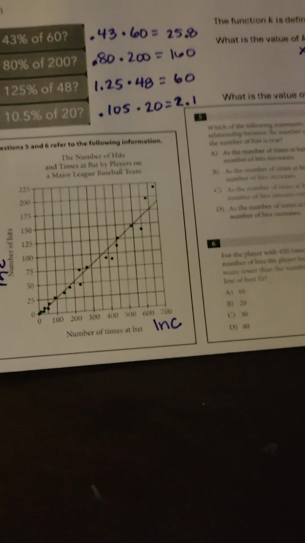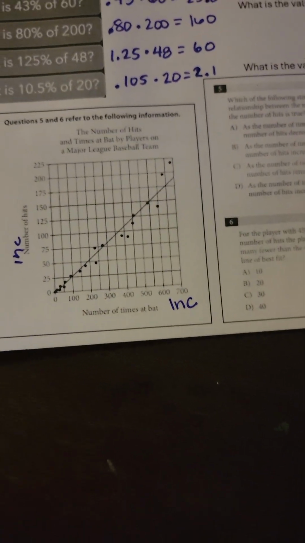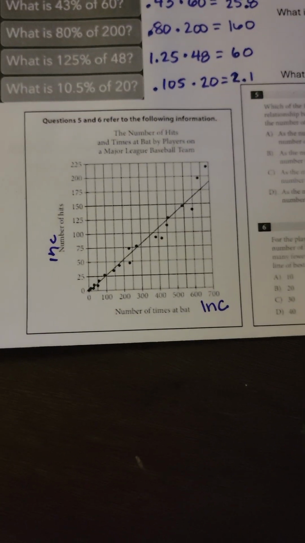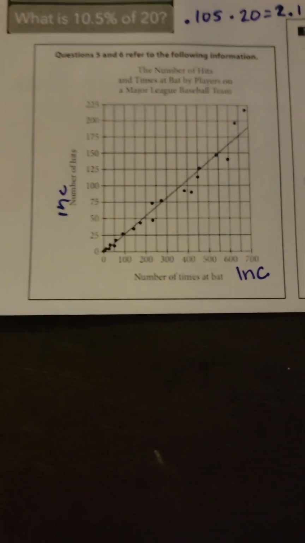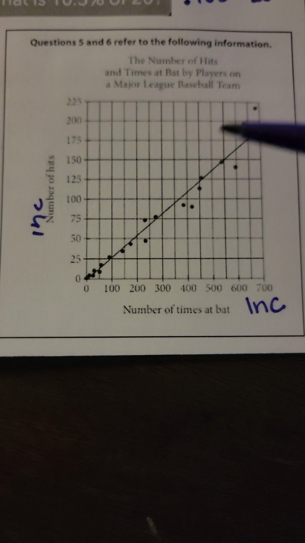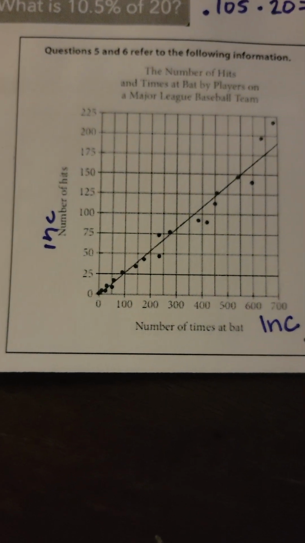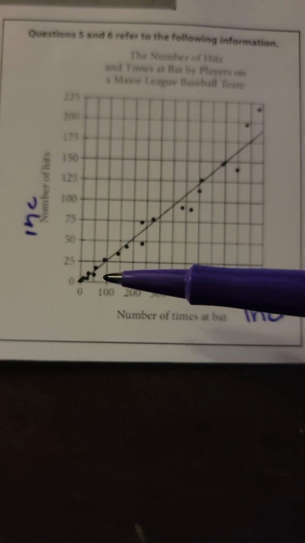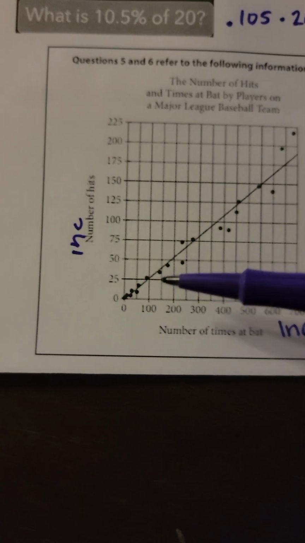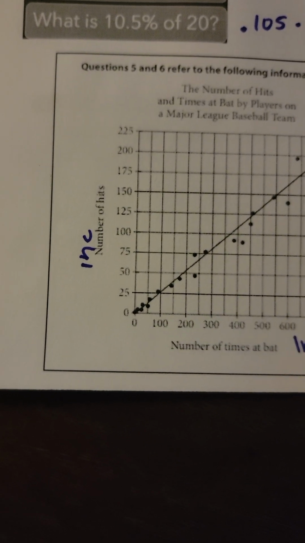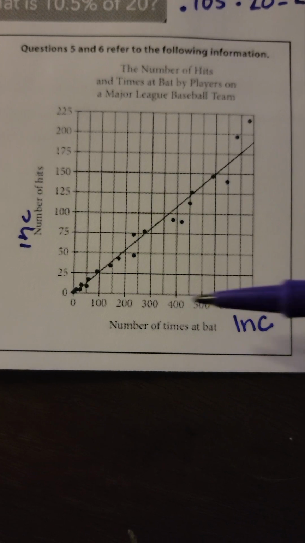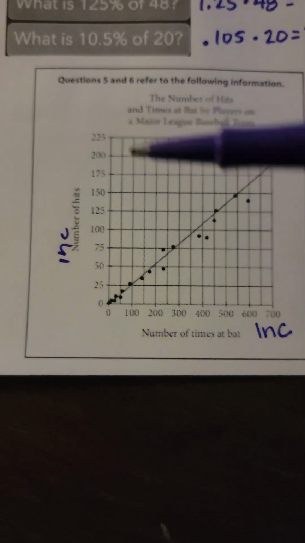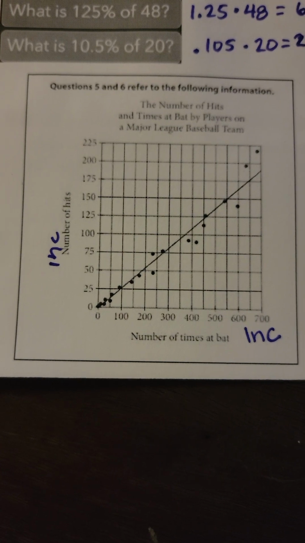Okay, for this question, I included it because it looks like a lot of reading, but that doesn't mean it's going to be a hard question. The first thing we want to do is look at the graph. The graph is talking about the number of times at bat and the number of hits. And this line is increasing. As I increase this way, my numbers are also increasing this way. This is a positive slope.